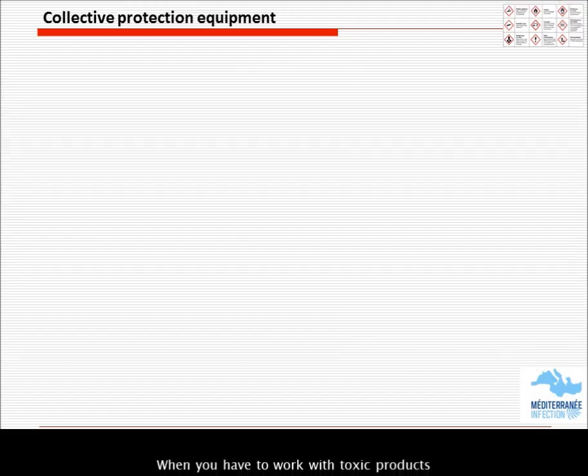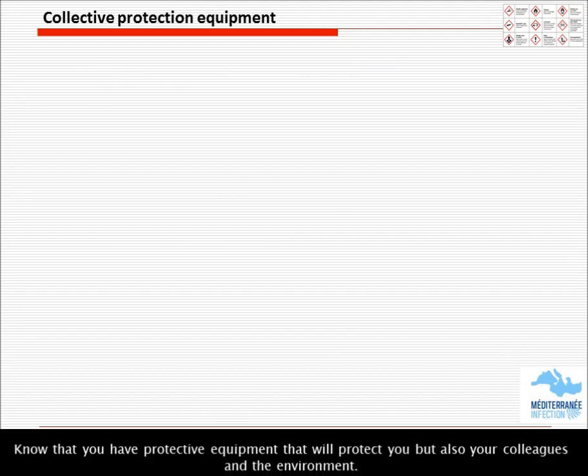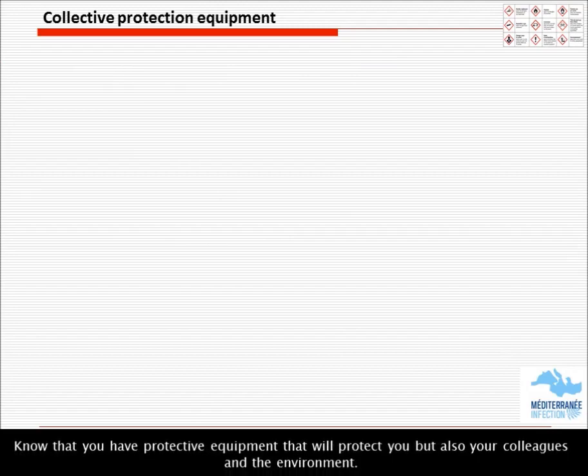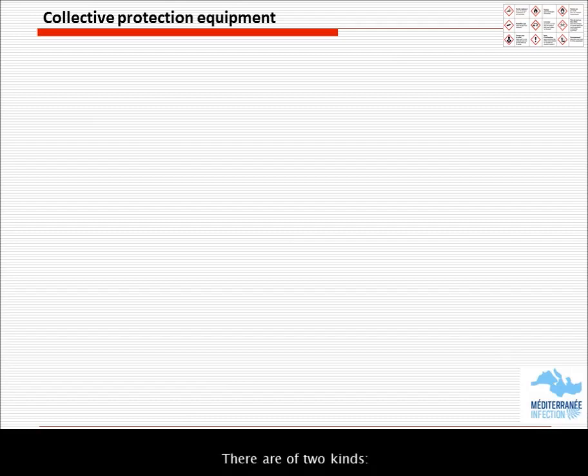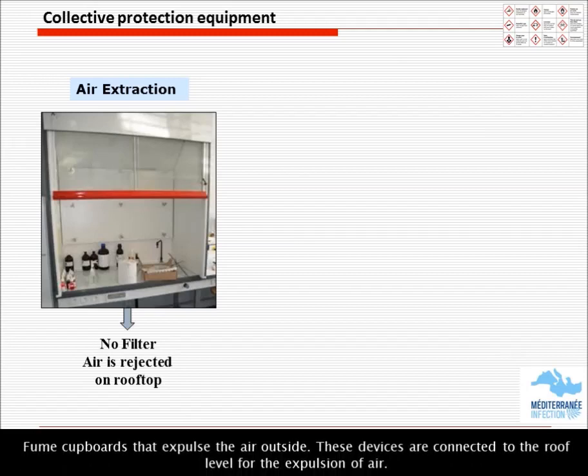When you have to work with toxic products, know that you have protective equipment that will protect you but also your colleagues and the environment. There are of two kinds. Fume cupboards that expulse the air outside. These devices are connected to the roof level for the expulsion of air.